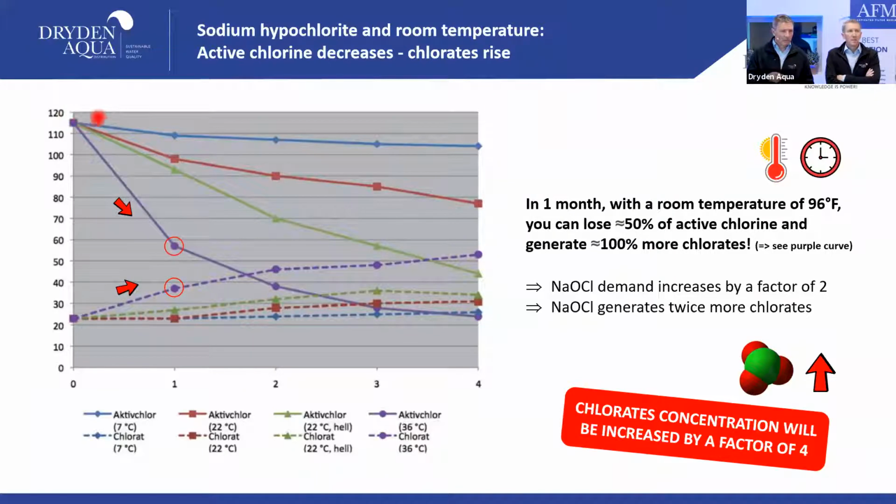7 degrees, that's cold, huh? That's 45 Fahrenheit. You see, in 4 months you need 10% of concentration. But if you have 36 degrees, what is this in Fahrenheit? 90. If you have 95, in 1 month, ladies and gentlemen, you lose 50% of the concentration.